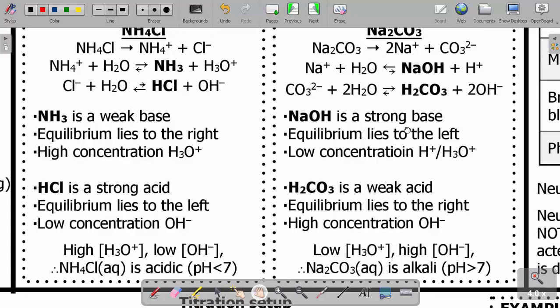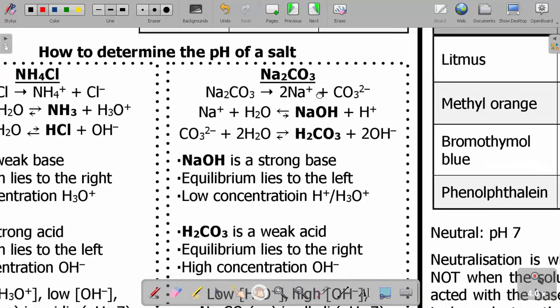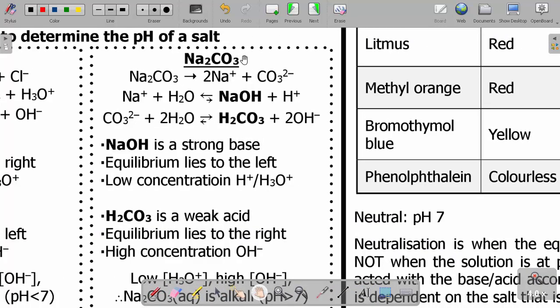Let us check something else here. Let us look at the sodium carbonate. Now, sodium carbonate salt in water gives us sodium ions plus carbonate ions. So the sodium ions, these ones, they combine with the water to form sodium hydroxide plus the proton. And then the carbonate ions combine with the water. This is hydrolysis, to form the carbonic acid plus OH ions. Don't forget that the sodium hydroxide is a strong base, and because of that, I'm going to have my equilibrium lying to the left, meaning it's going to be this side.